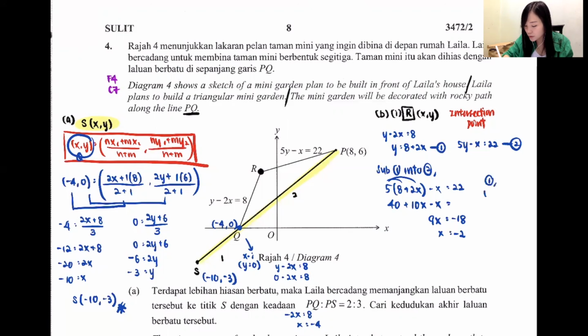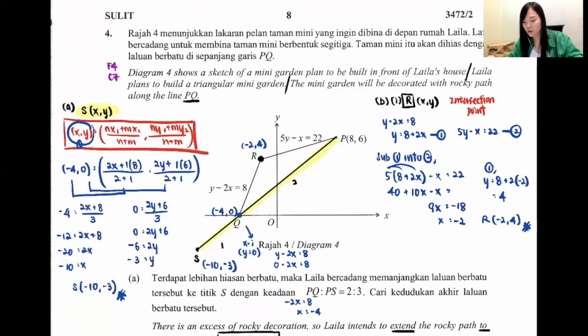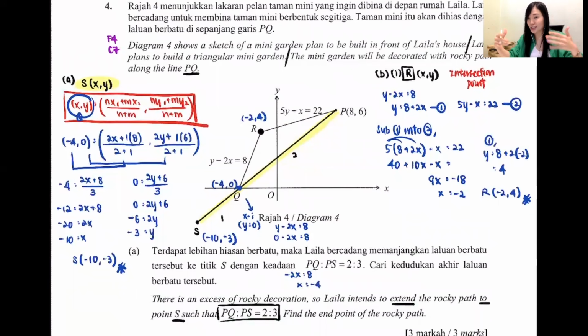After finding the x, remember to find back your y, which is 8 plus 2 times my x, negative 2. If I press the calculator, I realize my y will be 4. So guys, my x is negative 2, my y is 4. Isn't it my coordinate for R will be negative 2, 4? Got it. Let's update here: negative 2, 4. Hopefully I'm not too fast for you. If I'm too fast, you just pause the video and digest yourself, okay?